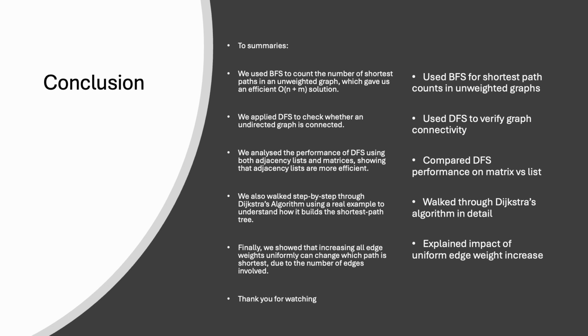We also walked step by step through Dijkstra's algorithm using a real example to understand how it builds the shortest path tree. And finally, we showed that increasing all edge weights uniformly can change which path is shortest due to the number of edges involved.